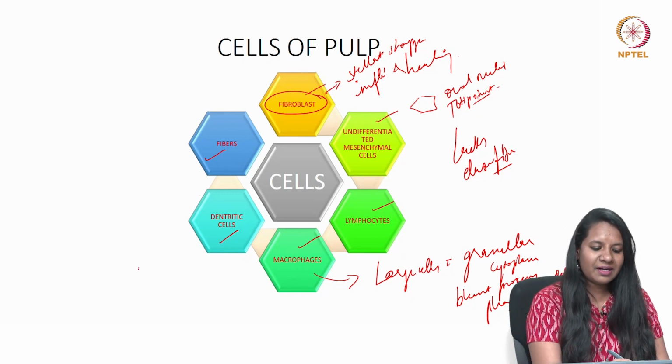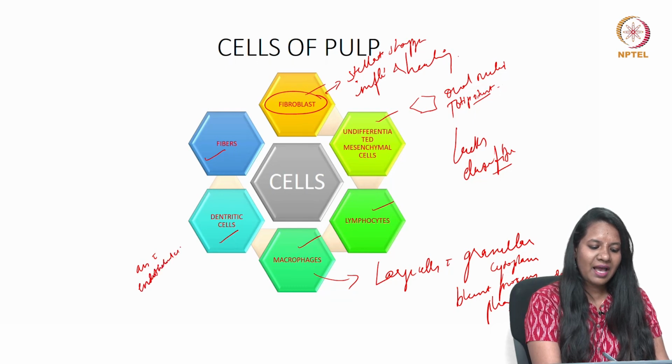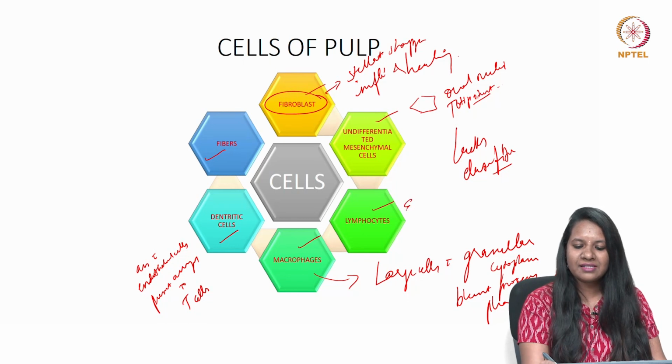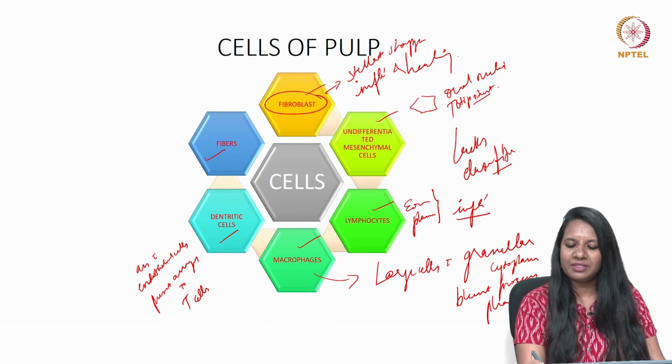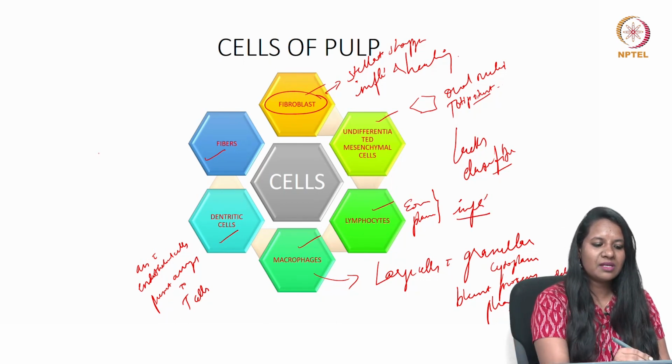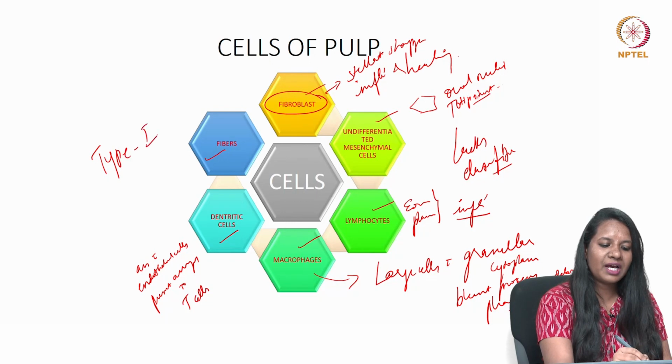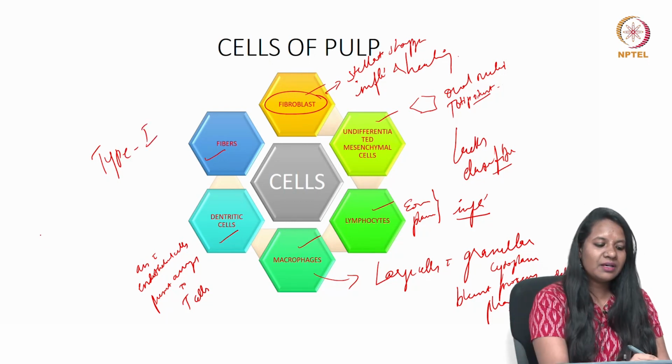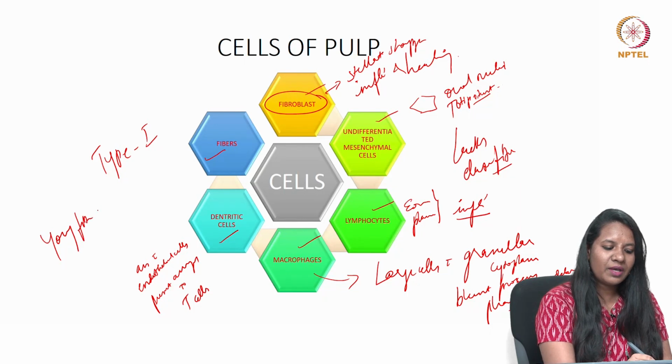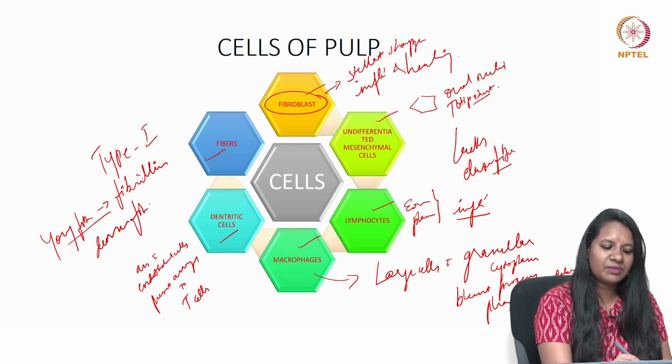Then comes the dendritic cells. These are associated with endothelial cells and they present antigen to T cells, and lymphocytes, eosinophils and plasma cells are present during any inflammation. Then coming to fibers, pulp consists mainly of type 1 collagen fibers, and young thin fibers are known as fibrillin, which later upon aging lead to formation of dense fibers.